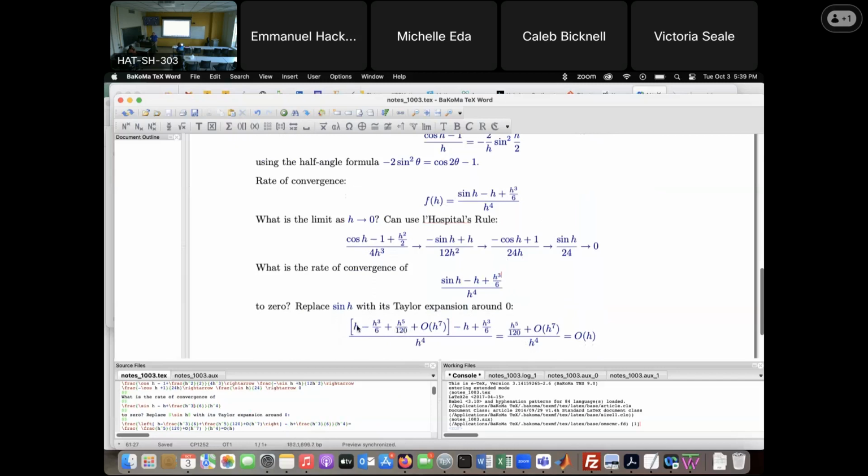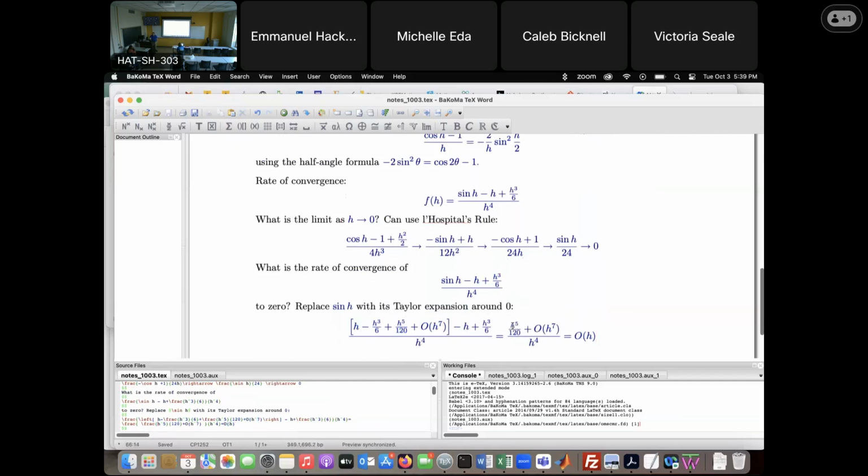After I've replaced sine h with this Taylor expansion, I simplify whatever I can, and that's why I get h to the 5th over 120 plus higher order terms. And then I divide all that by h to the 4th. So it turns out that the rate of convergence is big O of h.